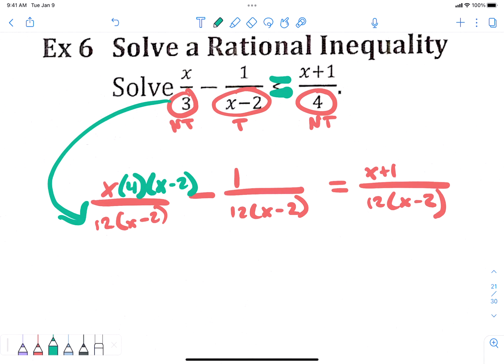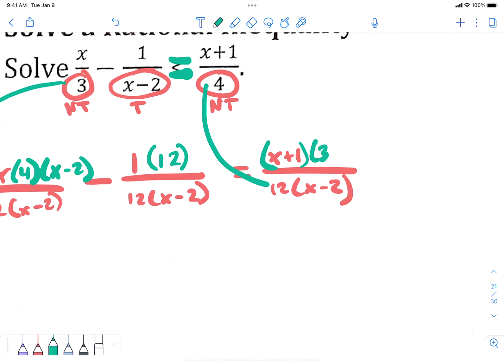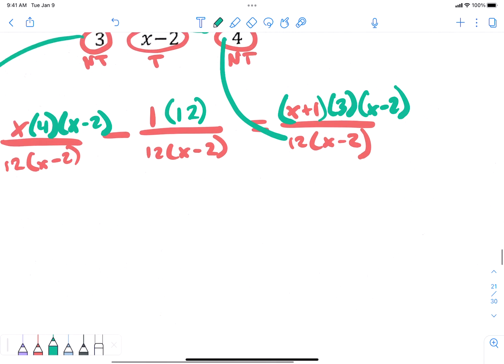Okay, the 1 needs to have a 12. The x plus 1. This is really gross. Put a parenthesis around the x plus 1. He needs to get from 4 to 12. He needs a 3, and he needs an x minus 2. That one's gross. We'll save him for just a second.